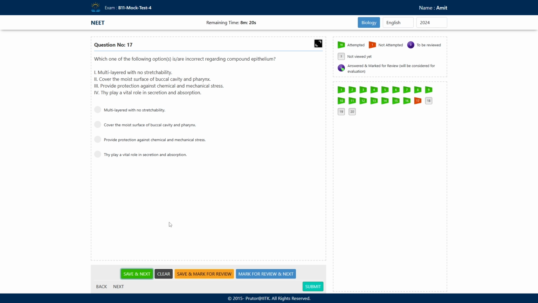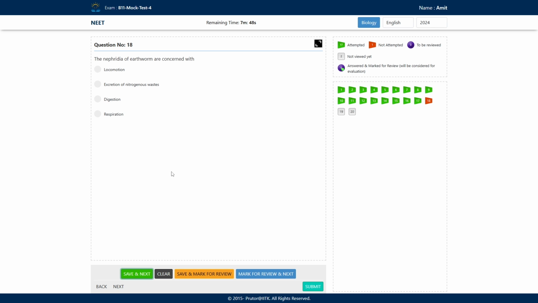They play a vital role in secretion and absorption, right? Your villi is a compound epithelium. It is not a very simple type of epithelium, right? So compound epithelium we see in the case where there is a process of secretion, where there is a process of absorption. So, D is the correct one. We can opt and move to our next question.